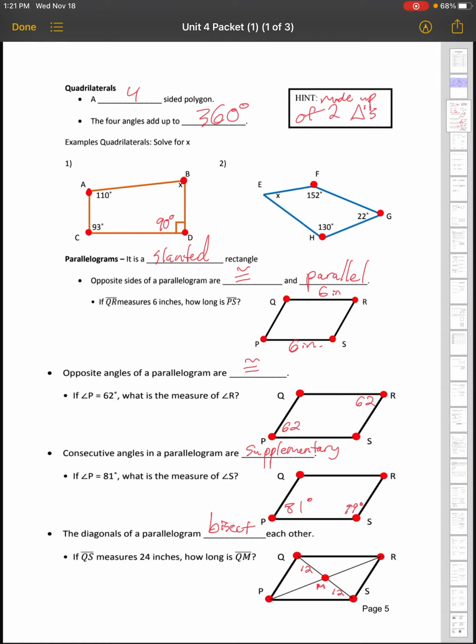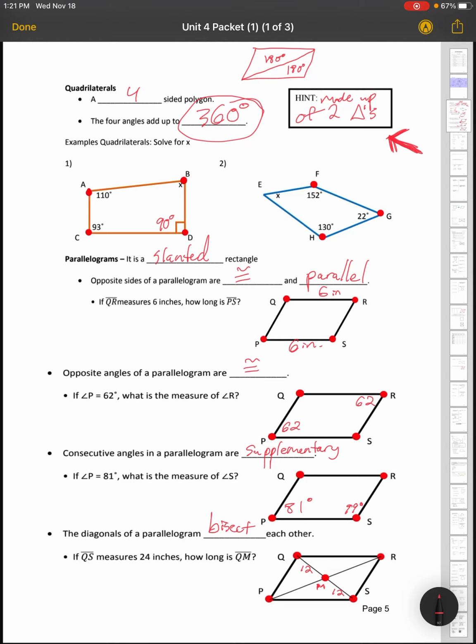So a quadrilateral is any four-sided polygon. The four angles in a quadrilateral add to 360. The reason being is that any quadrilateral is made up of two triangles. And we know that triangles, the interior angles add up to 180. So if we look at a parallelogram, for instance, it's made up of two triangles. So all of these angles add to 360 as well as these. Therefore, all the angles in a parallelogram add to 360. And that goes for any four-sided figure.